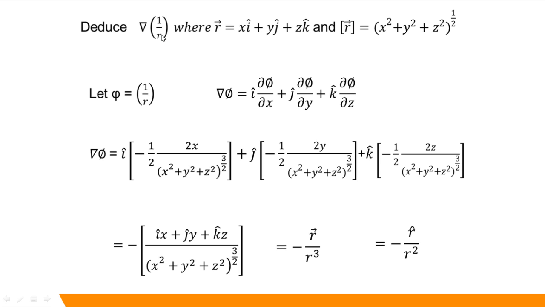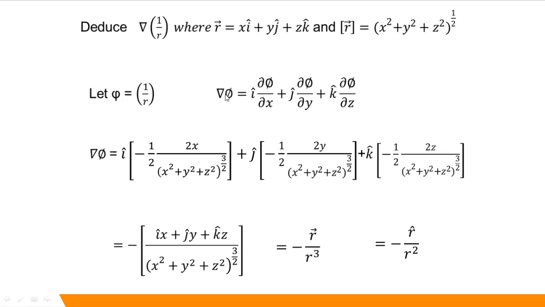Divergence of 1 by r. Oh, it is not divergence, it's the gradient of 1 by r, where r is the position vector xi plus yj plus zk. Okay, so we have to find out the gradient of 1 by r. So for that we'll treat it like this: 1 by r equal to phi, say.